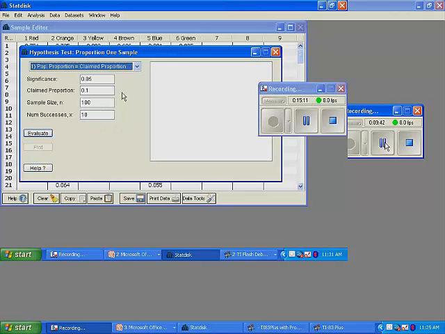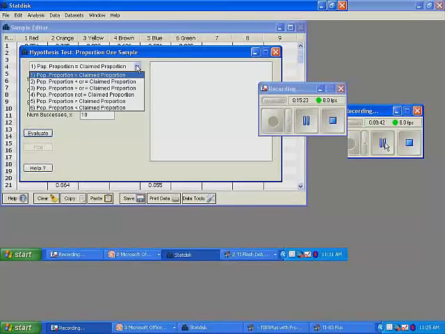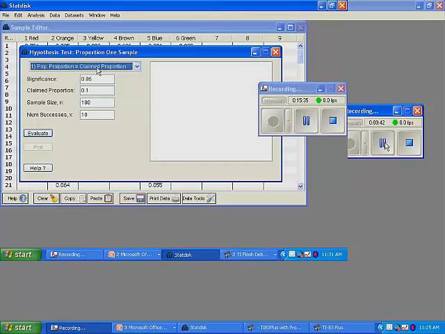Oh, wait a minute. There's more choices. This is a little more complicated program. What do we want to test? It says population proportion equals claimed proportion. Notice the other choices. Less than or equal to, greater than or equal to, not equal to, greater than and less than. They go through the whole gamut. Let's test if it's equal to the claimed proportion.